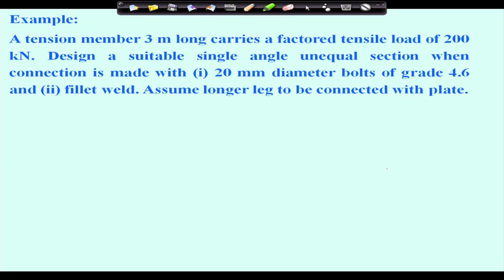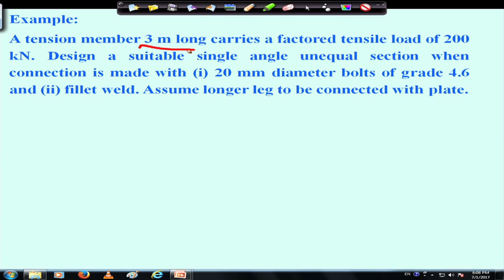So, the problem is like this: a tension member 3 meter long carries a factored load of 200 kilonewton. 200 kilonewton load is the Tu value, 3 meter long, effective length is 3 meter, and design a suitable single angle unequal section. So, it has been told you have to use single angle, not double angle, and unequal section, right. When connection is made with 20 mm diameter bolt of grade 4.6 and fillet weld, assume longer leg to be connected with plate, right. So, these are the things that have been told.